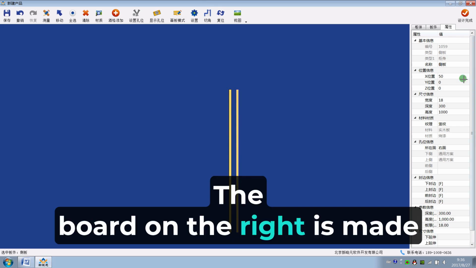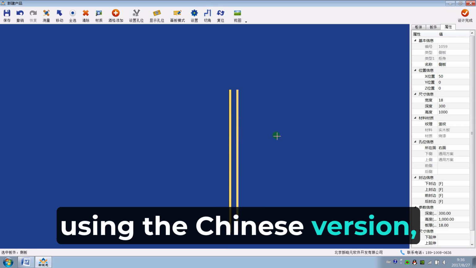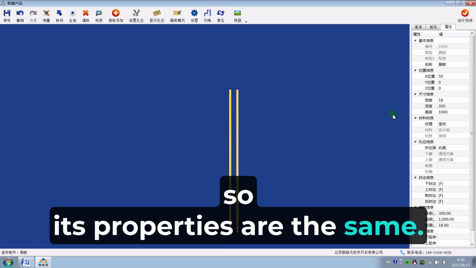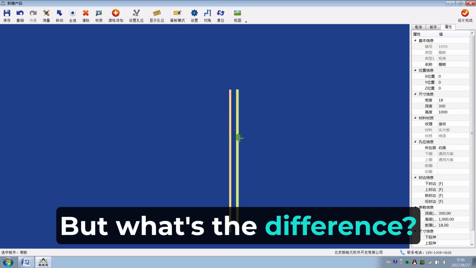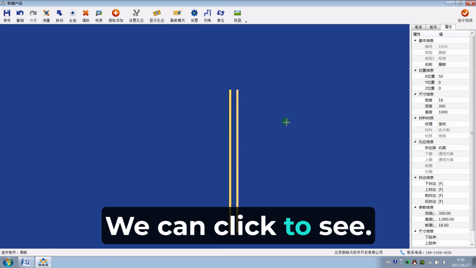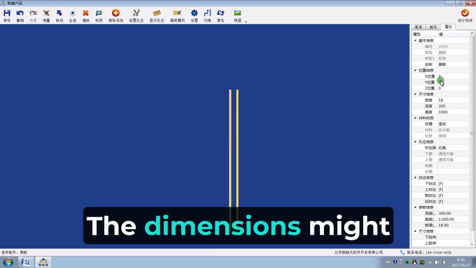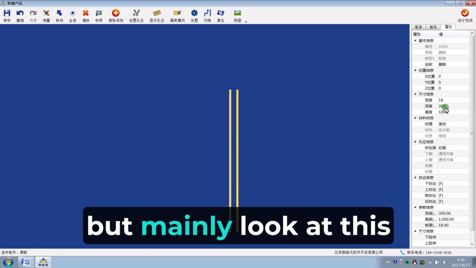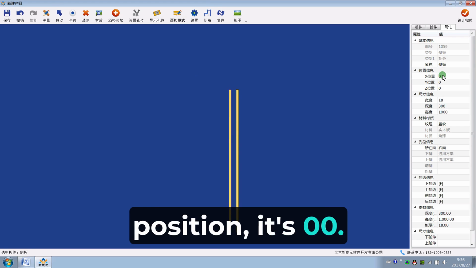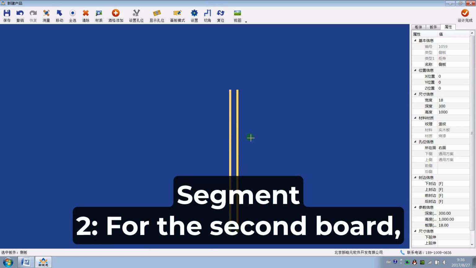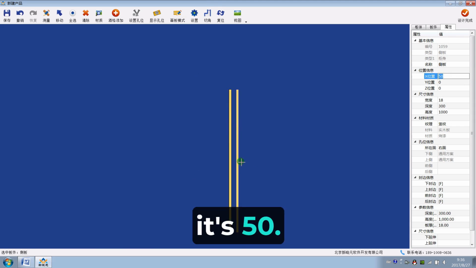The board on the right is made using the Chinese version, so its properties are the same. But what's the difference? We can click to see. The dimensions might be the same, but mainly look at this position, it's 00. For the second board, it's 50.